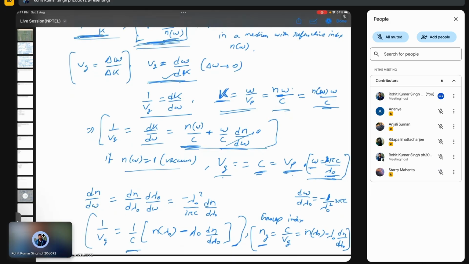So let me know it's clear, right? Everything. Here lambda naught is nothing but the wavelength of light in vacuum.